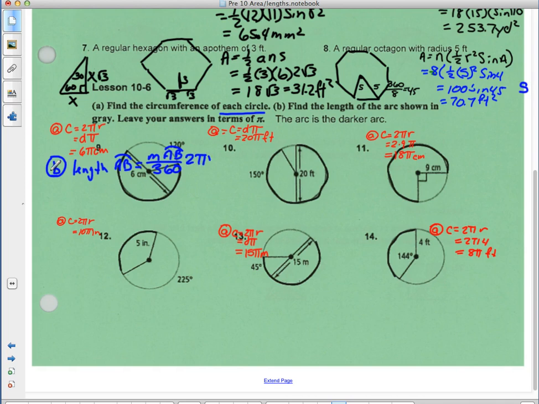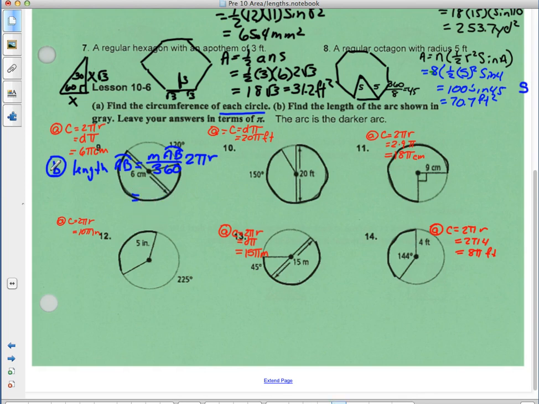times 2 pi r. Now, my arc measure is 240 degrees here because this is already 120, but the solid is 240. And since the solid is 240, we're finding the length of the arc shown in gray. Oops, I lied. It says the arc shown in gray, but we want the bold arc. We're doing the bold arc on each one of these. It says in gray, but we're doing the bold arc. So the bold arc is what we're going to be finding.